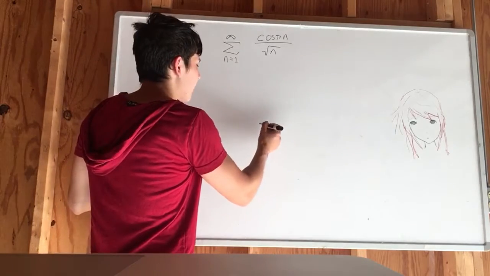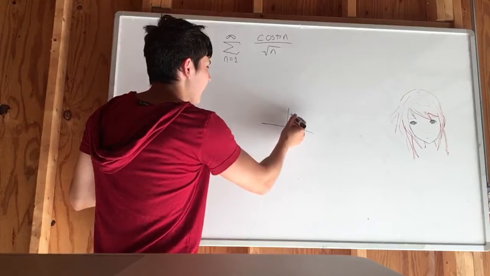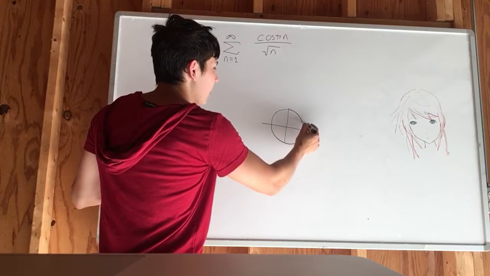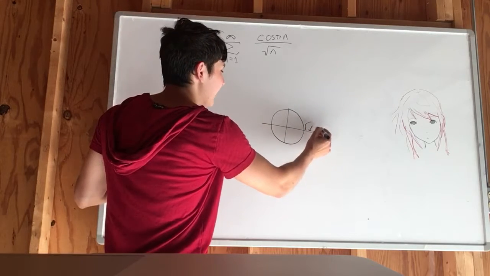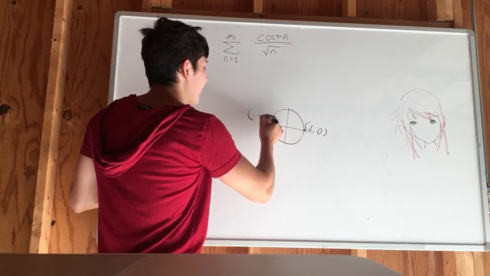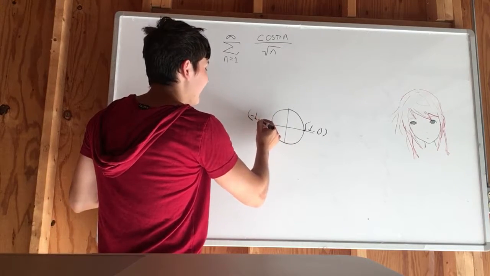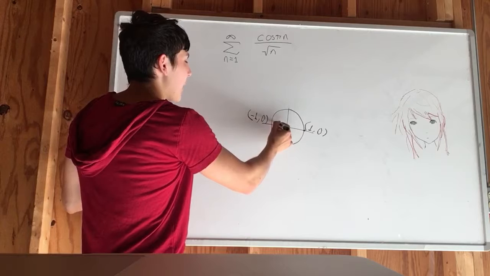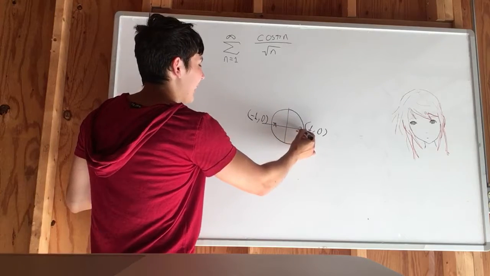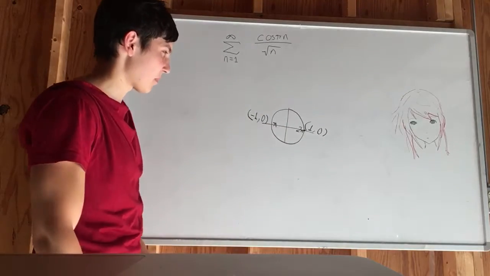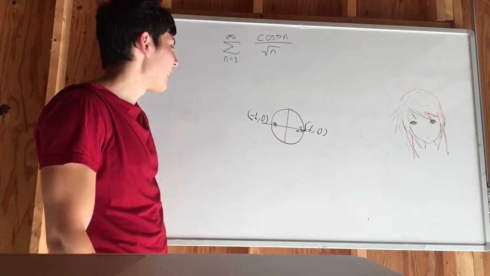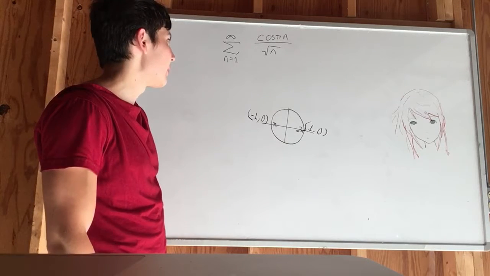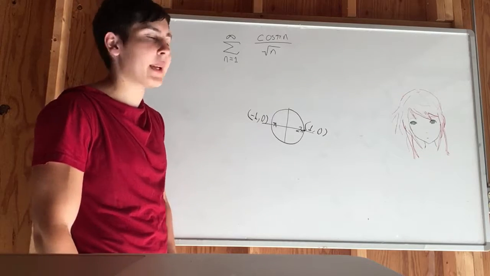So what is cosine of pi n? What would that represent? Well, let's remember the unit circle. So we have a unit circle, and then over here we have the value (1, 0), right there. And over here we have the value (-1, 0). And so this right here is pi radians, and this is 2 pi, or 0 radians, and all multiples of them. So, as we can see, this thing is going to alternate between 1 and -1.